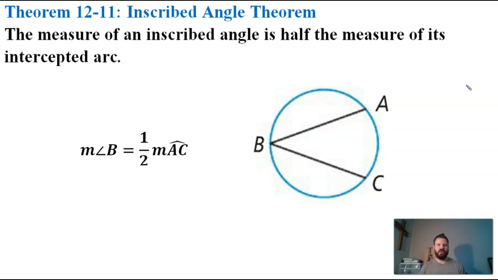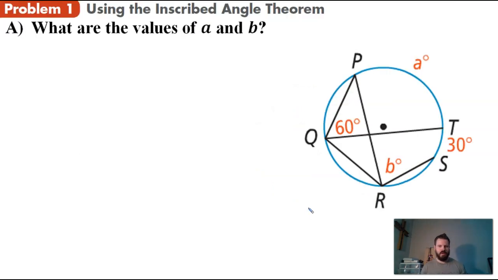The one theorem we're going to give you about inscribed angles and intercepted arcs is this: the measure of an inscribed angle is half the measure of its intercepted arc. In other words, if I have inscribed angle B, its chords intercept arc AC, we're going to say that angle B is half the measure of AC. Inscribed angle is half the measure of the intercepted arc. Let's show you how that theorem works by doing some problems.